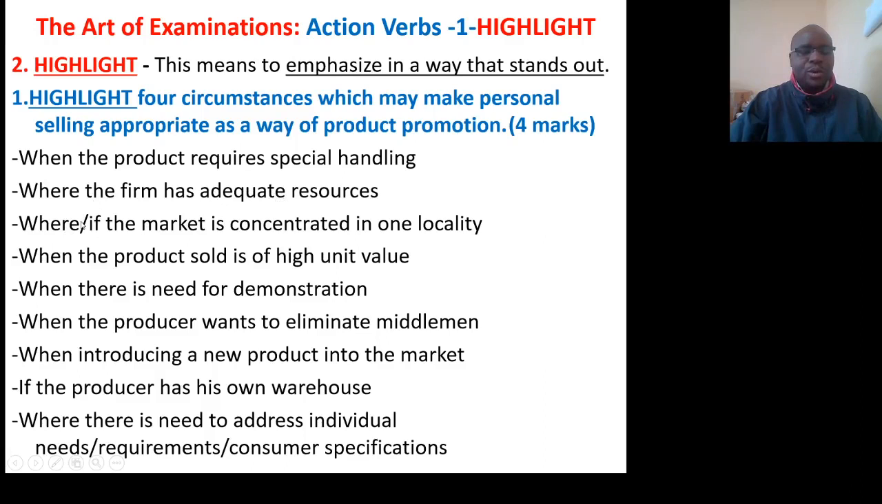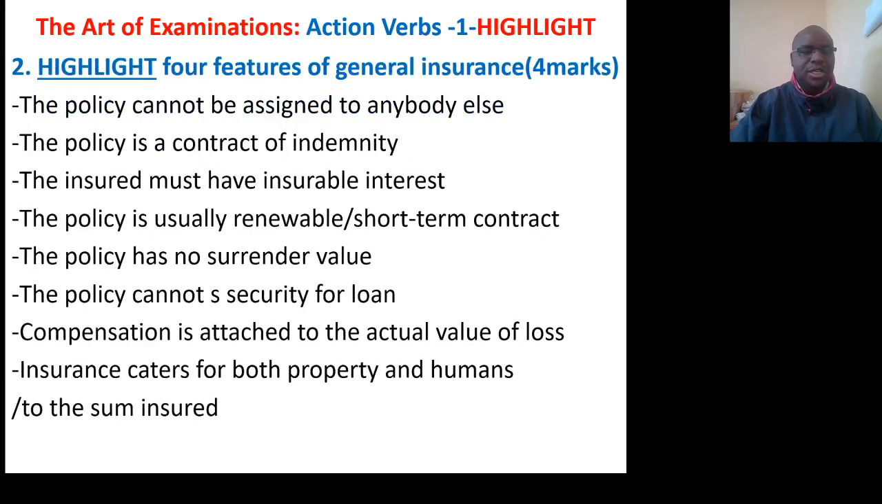3. Where the market is concentrated in one locality. 4. When the product sold is of high unit value. 5. Where there is need for demonstration. 6. When the producer wants to eliminate middlemen. 7. When introducing a new product into the market. 8. If the producer has his own warehouse. 9. Where there is need to address individual needs or consumer specifications.